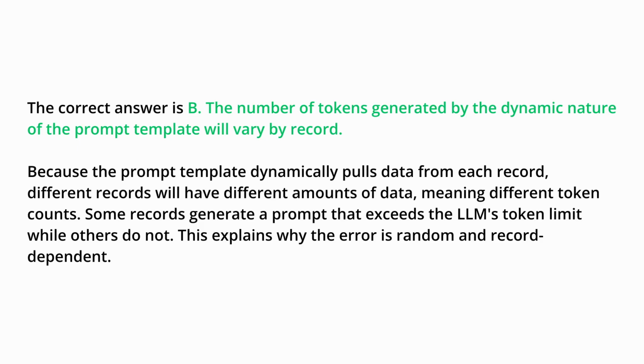Why would errors only happen on some records and not others? The correct answer is B. The number of tokens generated by the dynamic nature of the prompt template will vary by record. Because the prompt template dynamically pulls data from each record, different records will have different amounts of data, meaning different token counts. Some records generate a prompt that exceeds the LLM's token limit, while others do not. This explains why the error is random and record dependent.